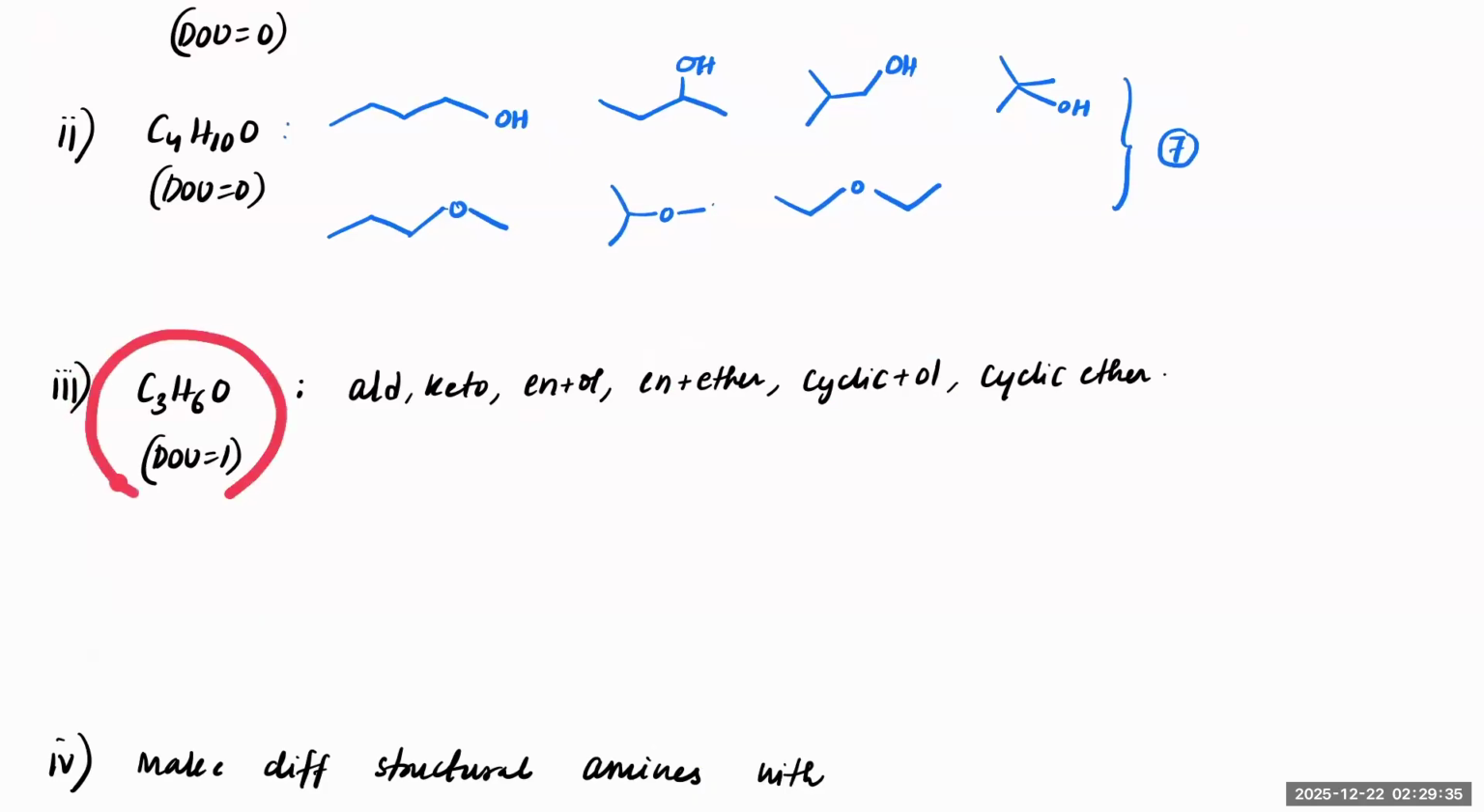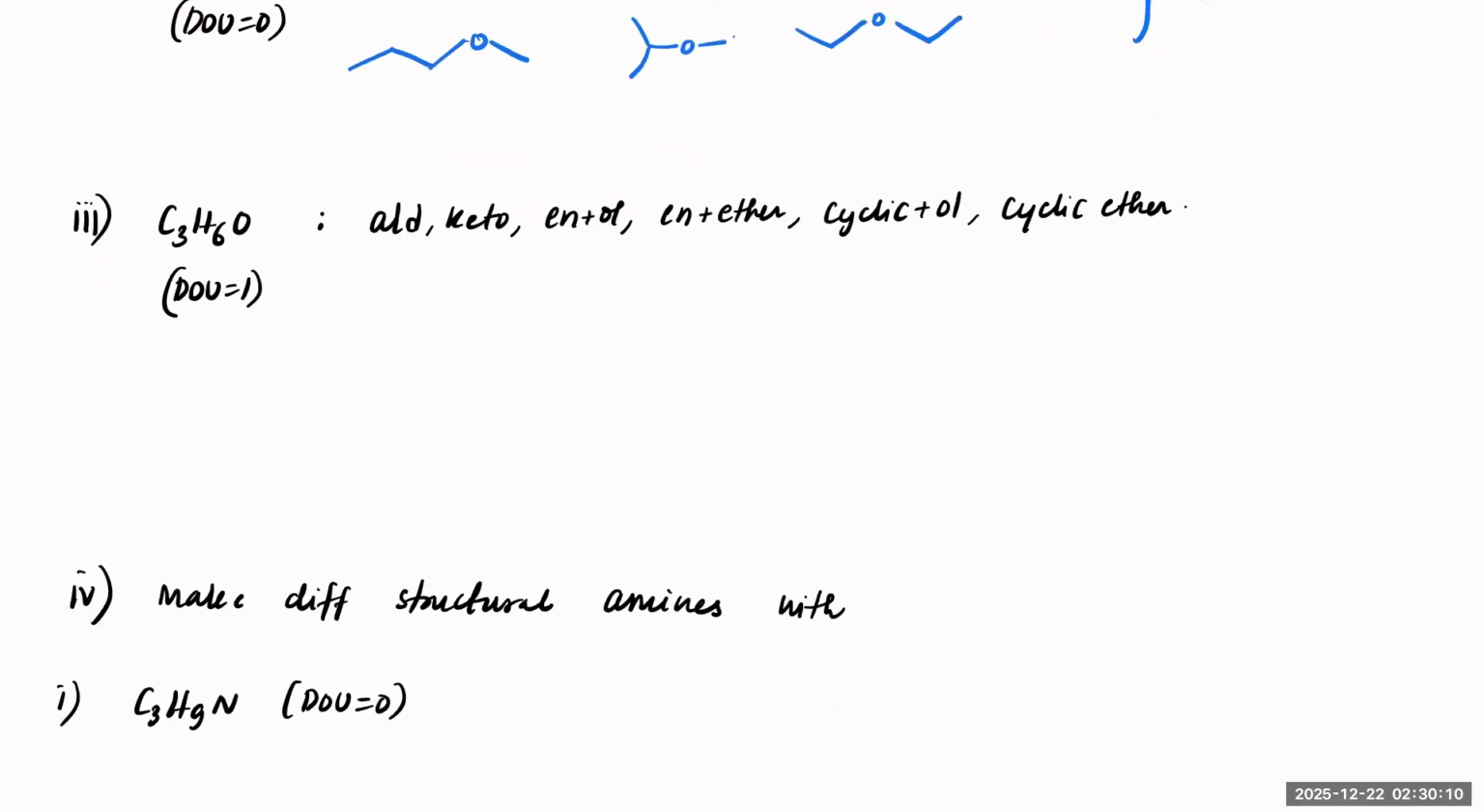Everybody check out C3H6O. This time the degree of unsaturation is 1, which means if you have a single oxygen with 1 degree of unsaturation, it can lead to multiple possibilities. The first being aldehyde, next ketone, next ene plus alcohol, then ene plus ether, then cyclic alcohol, cyclic ether. These are all the possibilities we can have. Okay. So functionally, we can get so many different types of groups.